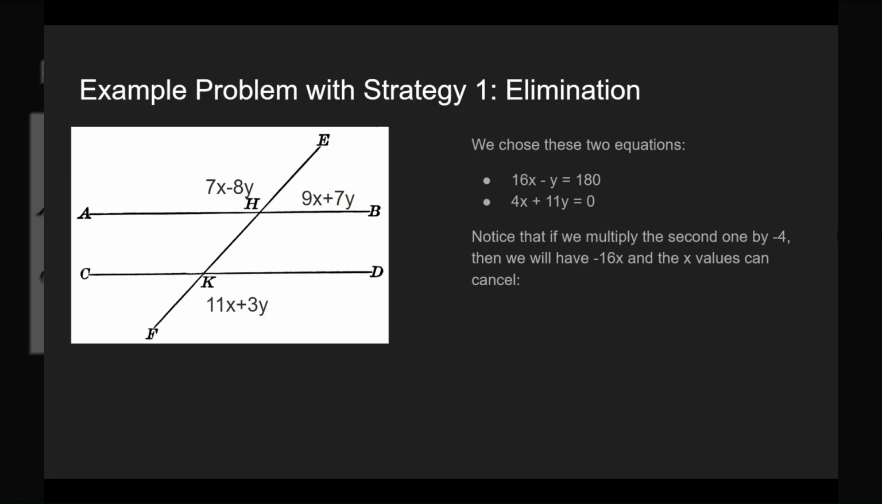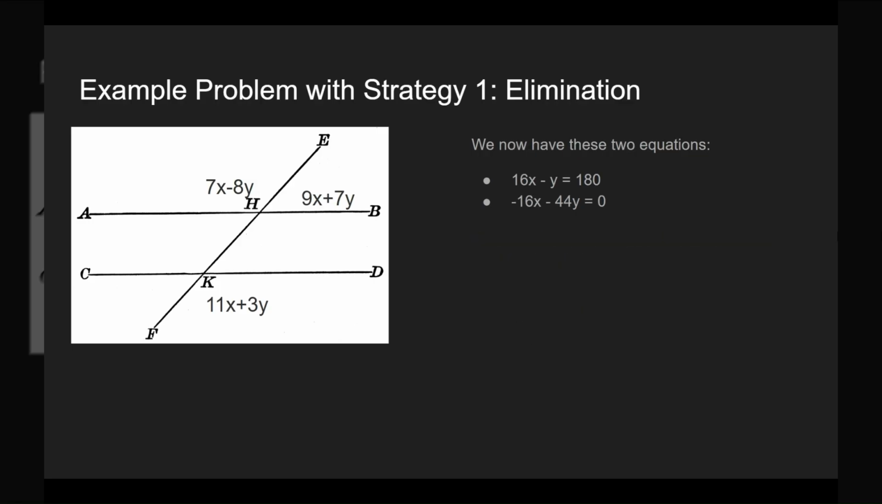Now that we've got these two equations, let's notice that if we multiplied the second one by negative 4, we would have negative 16x, which is the opposite of the x value in our first equation. So our first equation is 16x minus y equals 180. And after I multiply the second one by negative 4, I've got minus 16x minus 44y equals 0. And so now I can add them together, the entire equations, and get a new equation. When I add them together, my x's cancel out completely. Negative y minus 44y is negative 45y, and 180 plus 0 is 180. So now I've got negative 45y equals 180, which I can solve for y and get y equals negative 4.